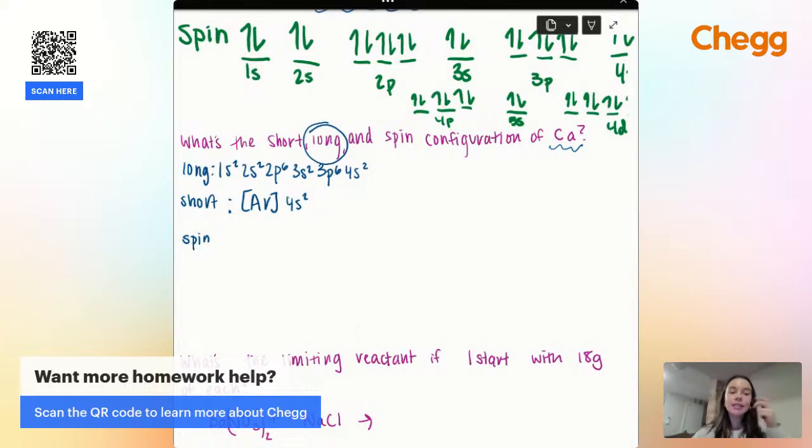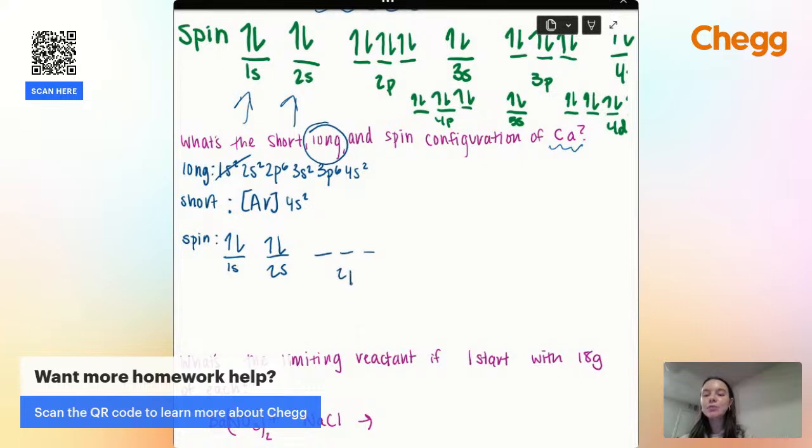Okay, it's going to be extremely similar to the one that we did above. The reason I had you do such a long one is that when you do a long one, you can basically copy it for any shorter one to what you need. So just like above, 1s gets an up and down spin, 2s gets an up and down spin, and you can see that this matches up with what we did in the previous problem up here. Then we're going to do 2p: up spin, up spin, up spin, down spin, down spin, down spin.